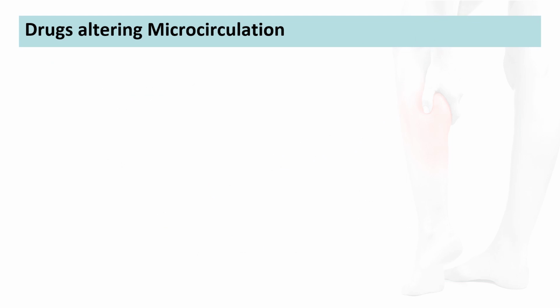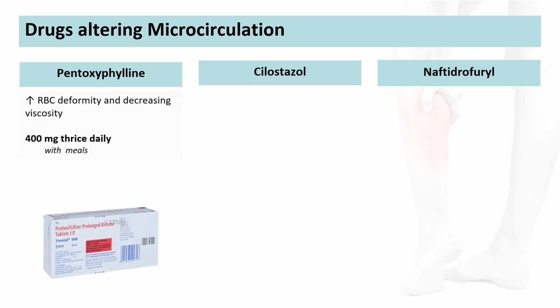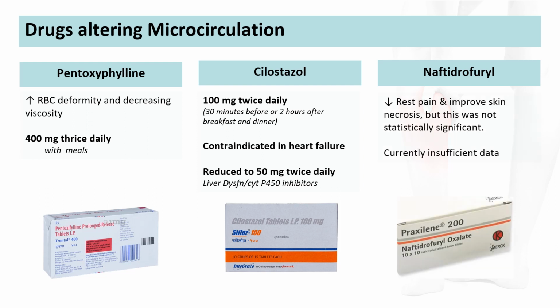Now, there were also drugs evaluated to improve the circulatory changes at the microscopic level in the ischemic bed. The agents included were pentoxifylline, cilostazol, and the relatively recent naftidrofuryl, of which cilostazol is found to be the most effective presently. Now the important point is that cilostazol is contraindicated in heart failure patients, and it requires dose reduction in patients with liver dysfunction as well as those on enzyme inhibitors. Presently, data to support widespread use of naftidrofuryl is not available to warrant its use in chronic PAD.